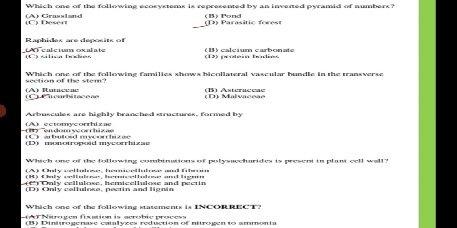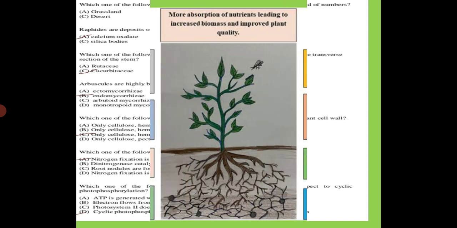level. The pyramid of biomass in a pond ecosystem is an example of an inverted pyramid because the biomass of phytoplanktons may be smaller than that of the zooplanktons. In the forest ecosystem, the pyramid of numbers is inverted because the number or biomass at the producer level is minimum and increases at each trophic level. So the ecosystem, that is a forest ecosystem or a parasitic forest ecosystem, is an example of an inverted pyramid.